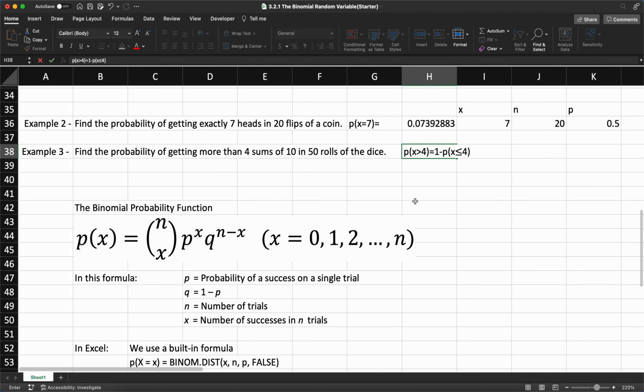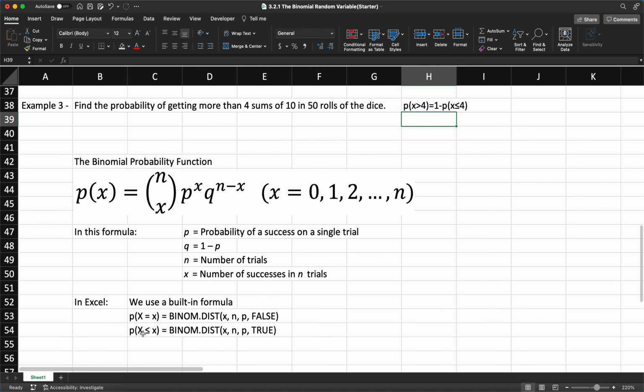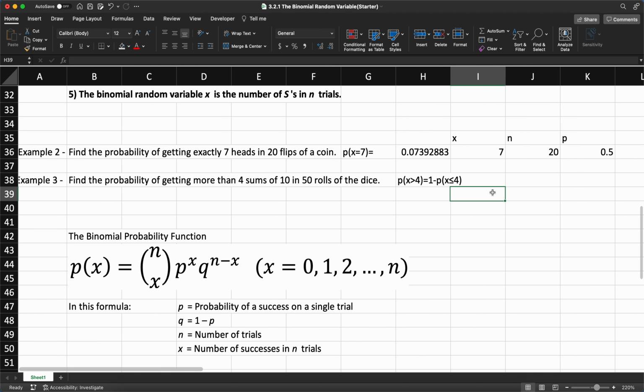Now our probability function, the way that it's designed, is going to be less than or equal to. So first let's determine what x is. X is going to be 4, because it's actually going to be 5 and 6 and 7 and 8 and 9 and 10 and so on all the way up to 50, because those are all the values you could take on. So because x is going to be greater than 4, which is 5 or greater, I'm actually going to calculate this probability.